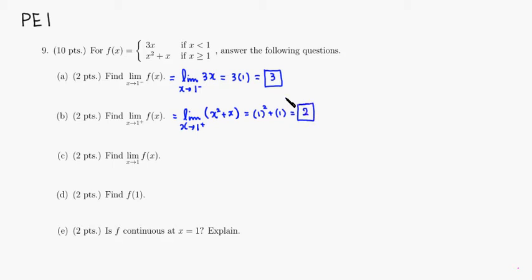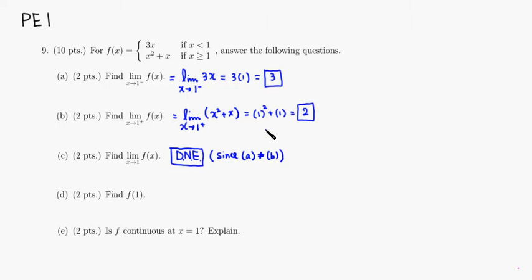Since part A and part B give different values, we know that the two-sided limit does not exist. So this is the answer: does not exist. This is because part A does not agree with part B.